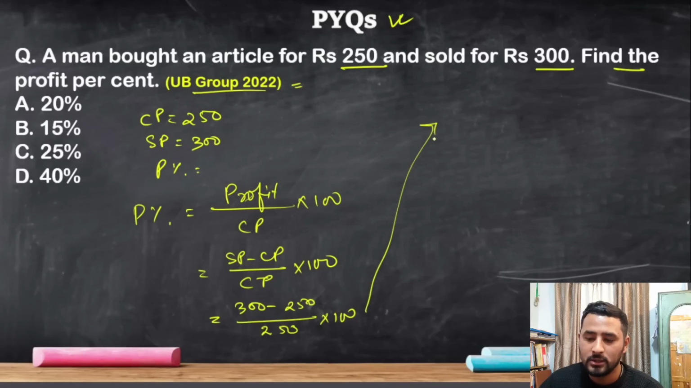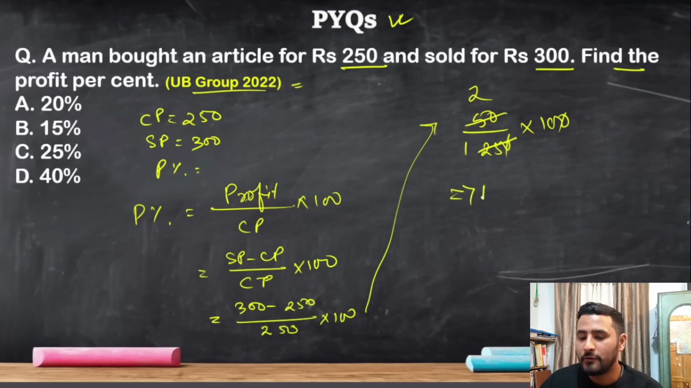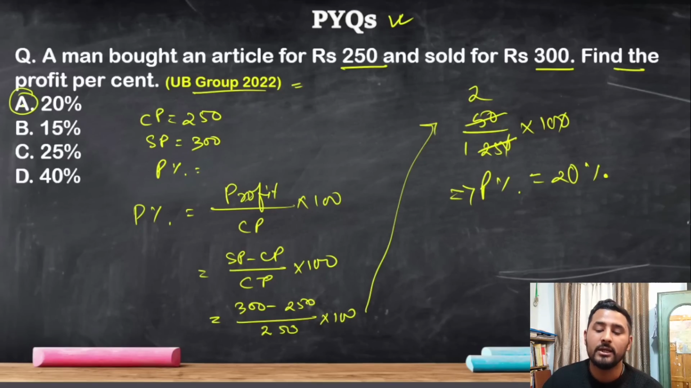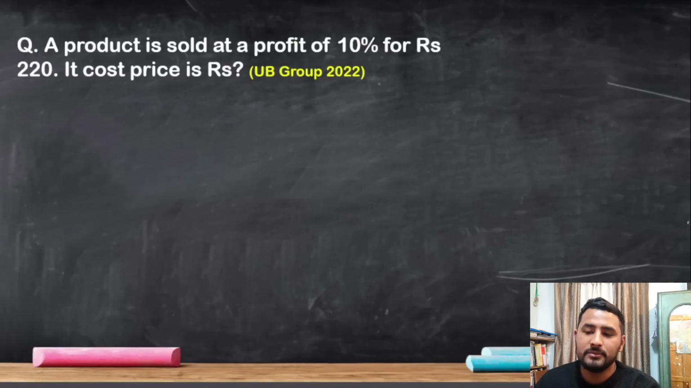Let's solve here. 300 minus 250 will be 50 by 250 into 100. You can cancel 0, 0. 25 into 2 is 50. So the final answer: our profit percent will be 2 into 10, sorry, 20%. So the answer would be 20%. This question has come in UB Group 2022, so you can expect this type of question. Very easy.